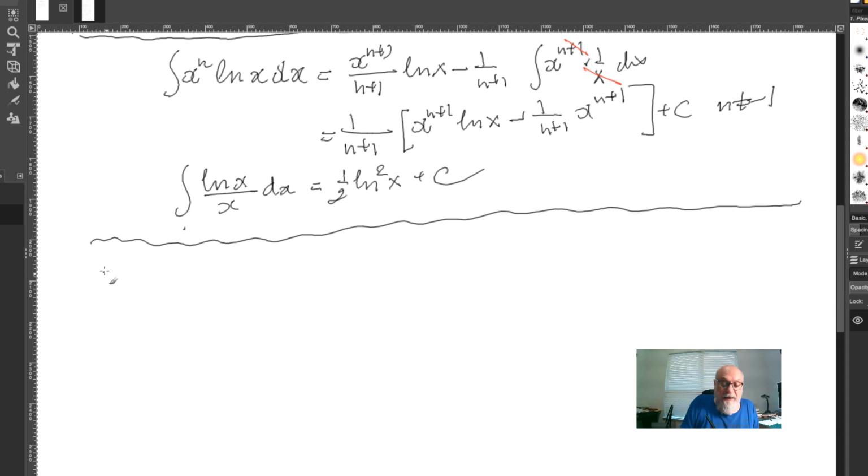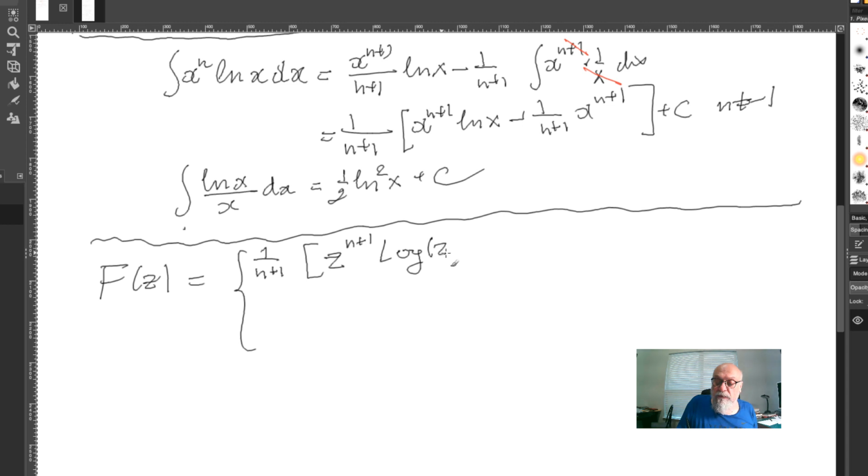So in such a case, my f of z is equal, and we have here two formulae. We just copy it: 1 over n plus 1, and here we have z to the power n plus 1, and this is this branch of the logarithm, so this is log z minus 1 over n plus 1 times z to the power n plus 1. Actually, I could simplify it. This is for n different than minus 1. And at the bottom, I have 1 over 2, and that will be log squared of z if n is equal to minus 1.